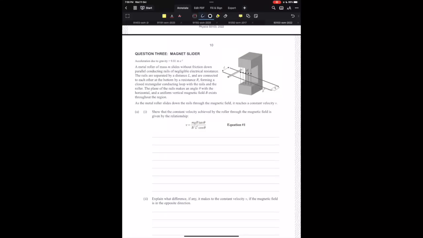Hi everyone, this is question 3 of NZQA Scholarship Physics 2022. This question is called Magnet Slider. A metal roller of mass m slides without friction down parallel conducting rails of negligible electrical resistance.